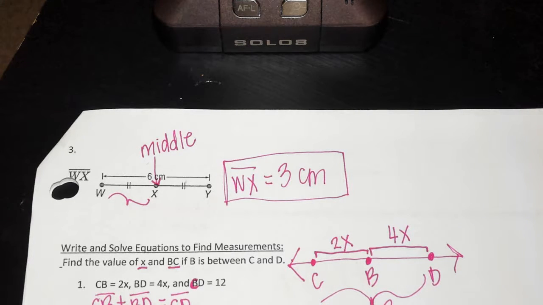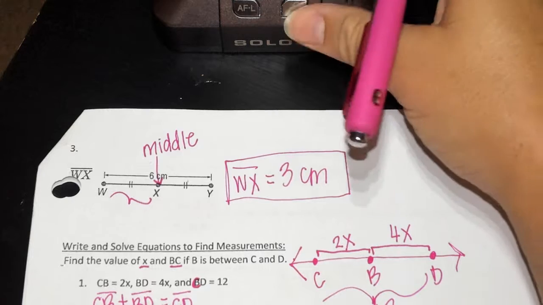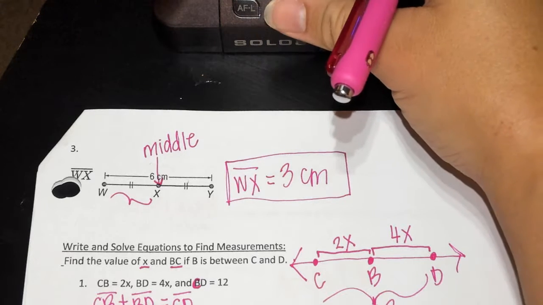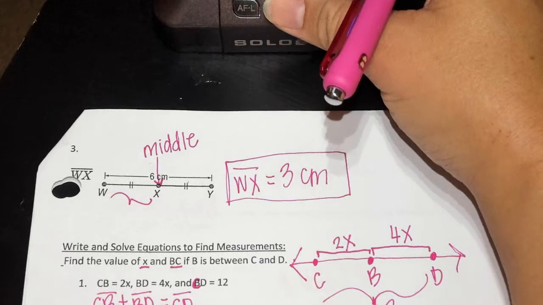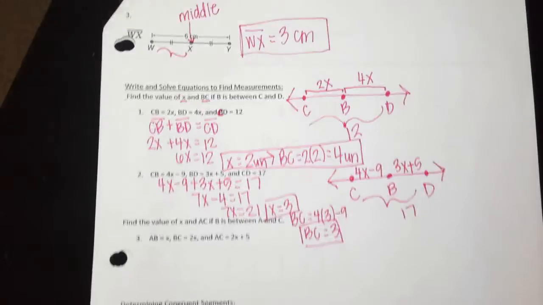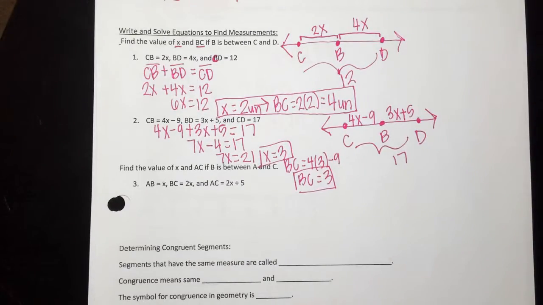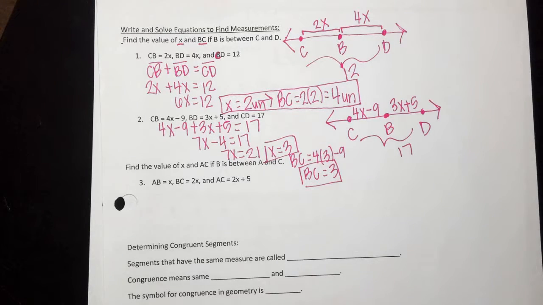What was x? 3. What'd you get for BC? Still working? Or did you forget to do BC? It's 3. BC is 3. Alright, I want you to try number 3. These are different points. Okay, they're different. So you have to start with a new line. So try number 3.